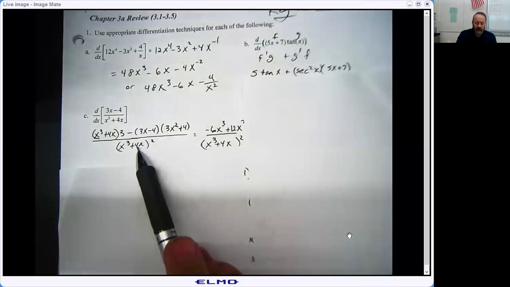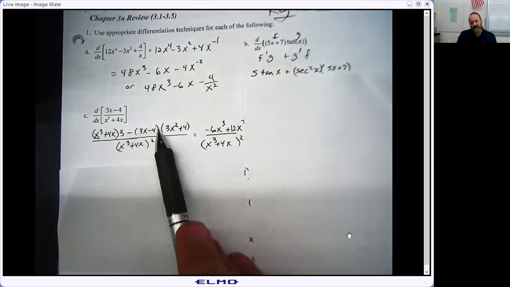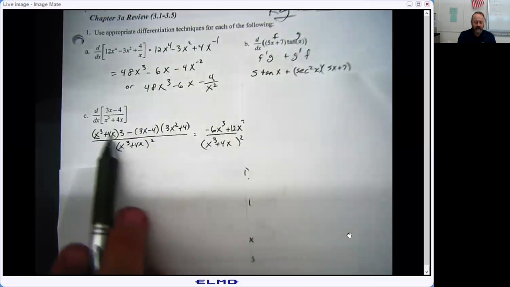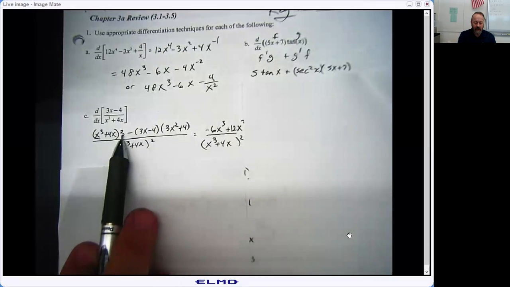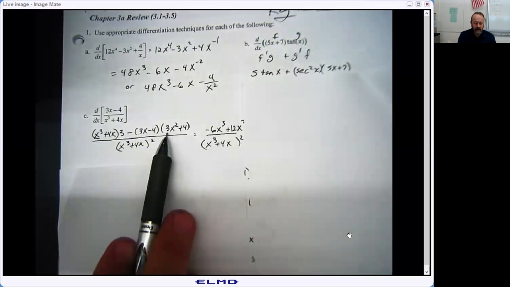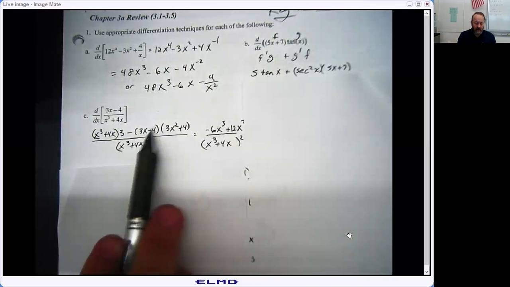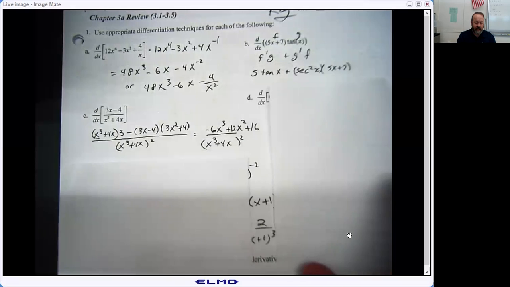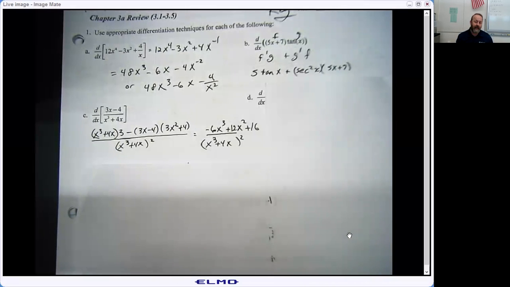Now, in this particular case, we could leave it there, but that's really kind of frowned upon. We really should simplify. So I did a little bit of distribution. I saw 3x cubed here. I saw negative 3x cubed there, or negative 9x cubed there. I kind of simplified that down a little bit and came up with that answer, which isn't exactly a simple answer, but about as good as I can do.